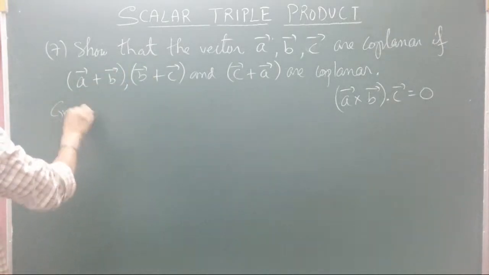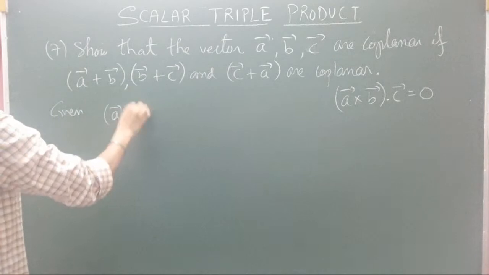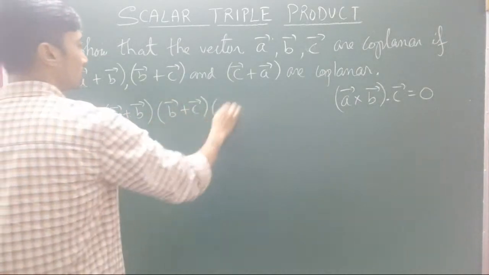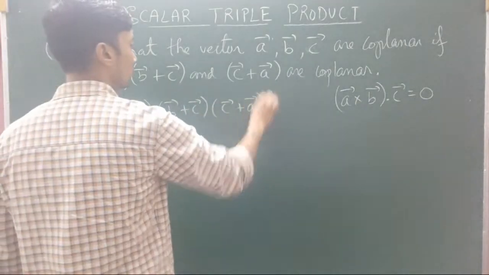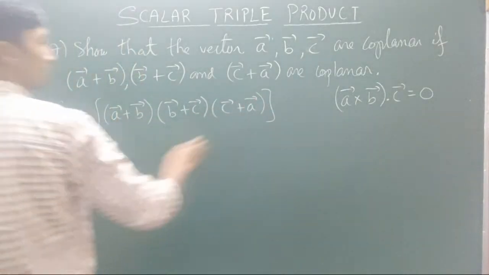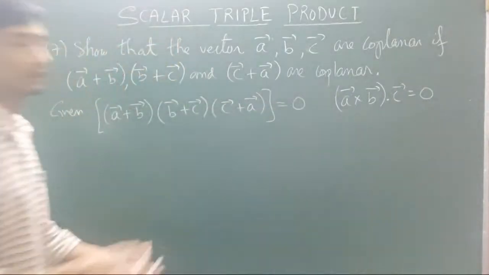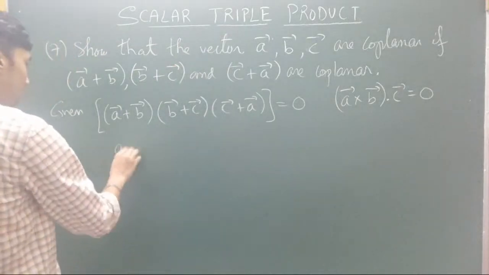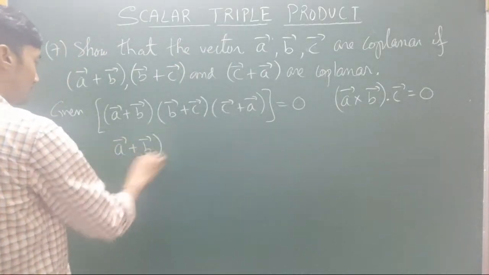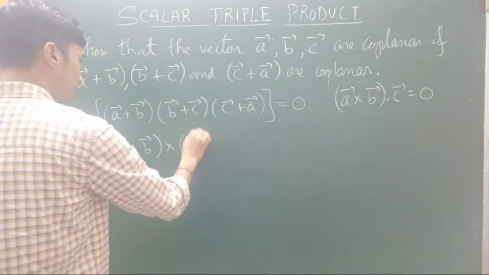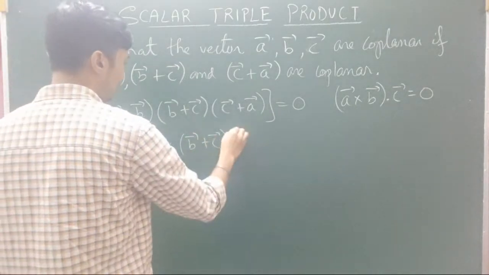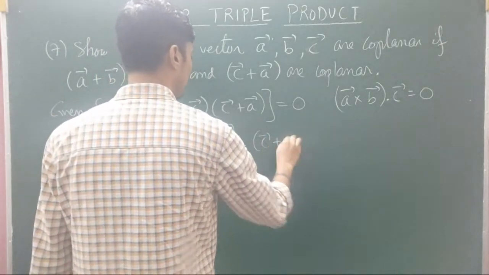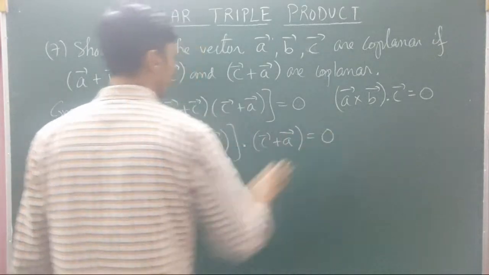Given these three vectors are coplanar, because if they are coplanar, then of course their scalar triple product will be what? 0. So that means the cross product of these two vectors, I mean not the cross product, let's say scalar triple product. Scalar triple product means this one, no? Just that the vectors are looking quite different, but should be 0.